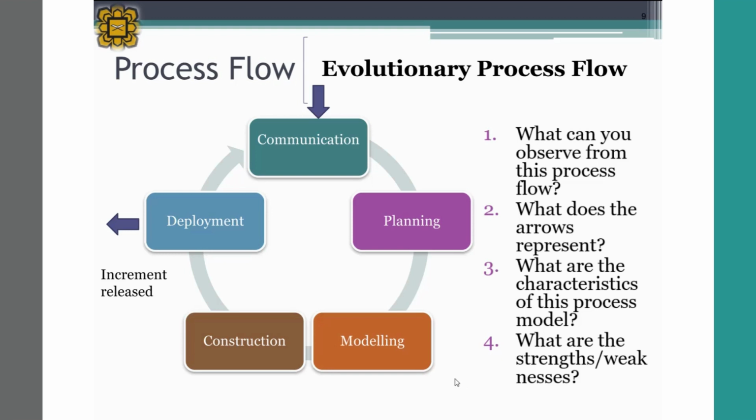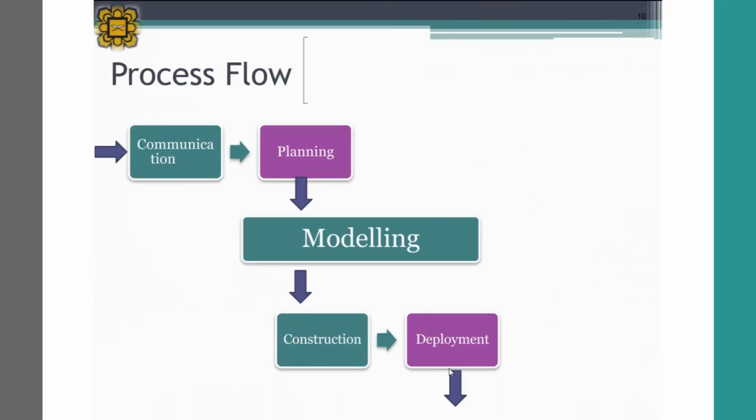So we call this the evolutionary process model. We keep evolutions of the system, so we call it evolutionary process flow. So the next one, now what is different now? You can see that now it is arranged in some order, right? The processes are not in sequence, they are not in iterations, but they have some ordering.